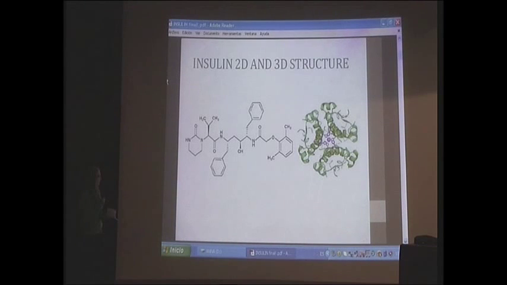This is the chemical formula of insulin. Insulin is a polypeptide formed of two chains. One is the alpha chain formed with 21 amino acids, and the other is the beta chain formed of 30 amino acids. These two chains are connected by two disulfide bridges, and it is produced and secreted by the beta cells of the pancreas.